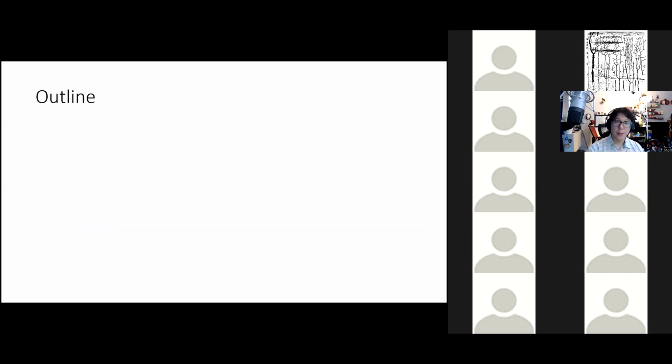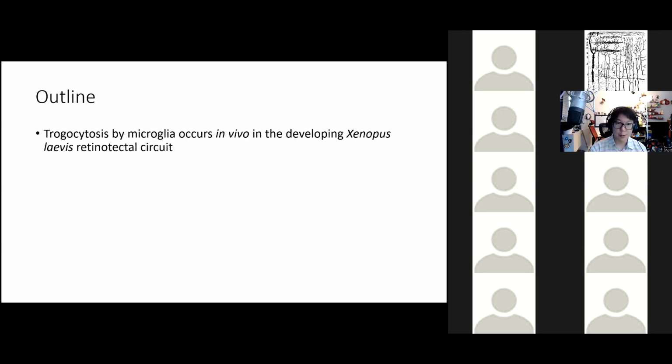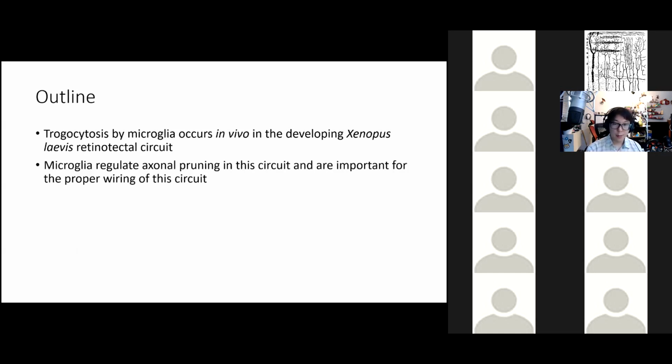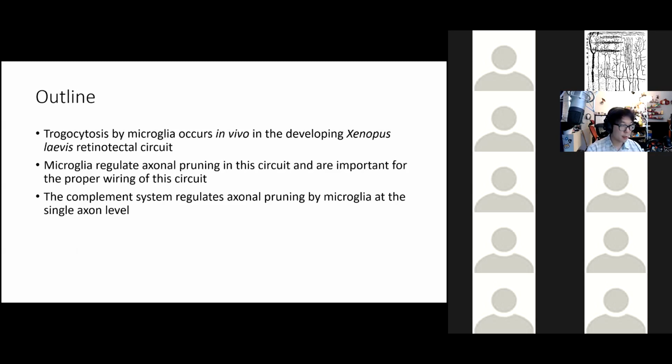And so in the work that I'm about to present, we will show you that trogocytosis by microglia does occur in vivo. And to do this, we use the developing Xenopus laevis retinotectal circuit. Then we show that microglia regulate axonal pruning in the circuit, and that microglia are also important for the proper wiring and function of this circuit. Finally, we will then examine the molecular mechanisms that regulate microglial-mediated axonal pruning at the single axon level.